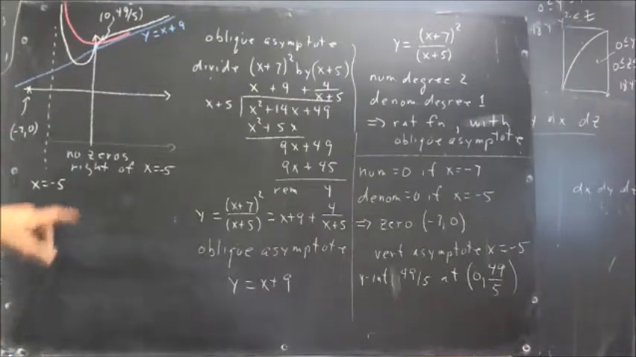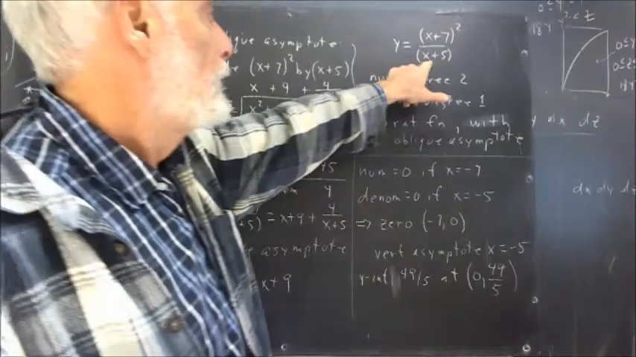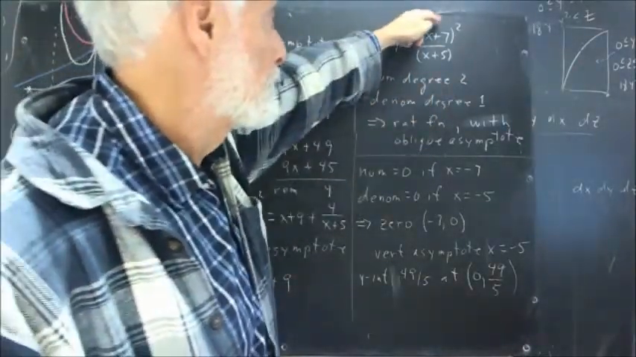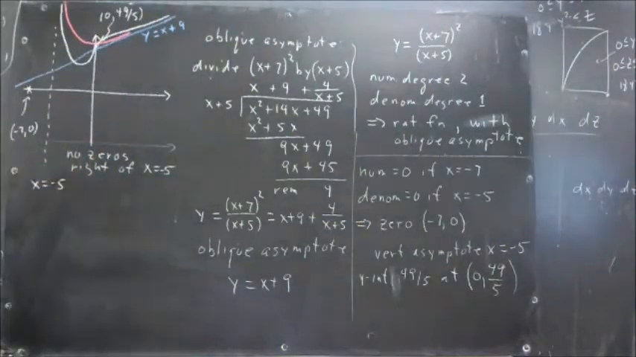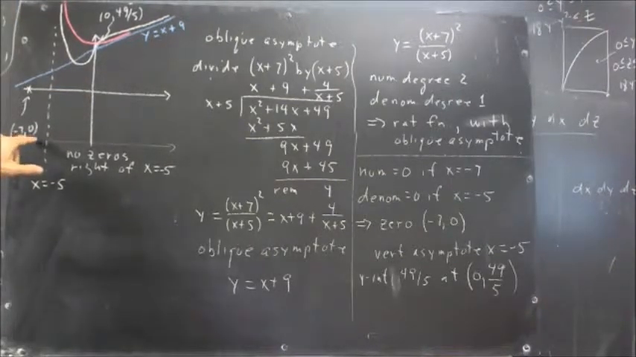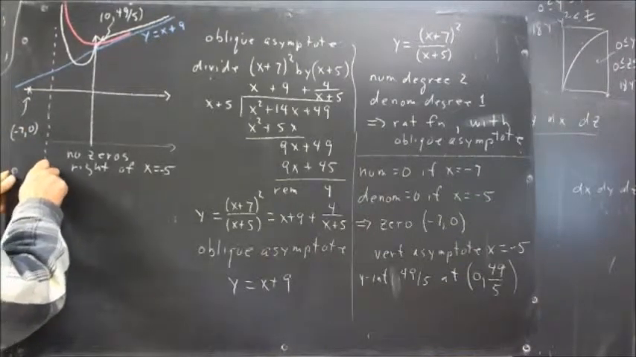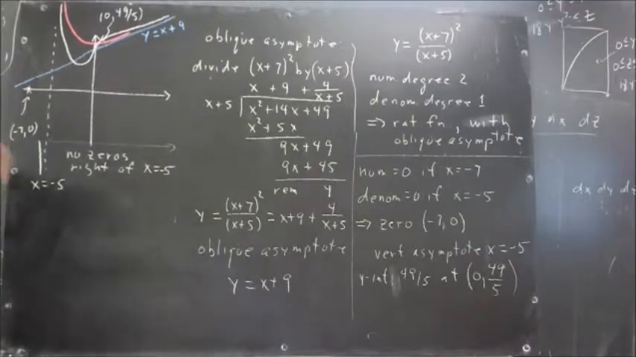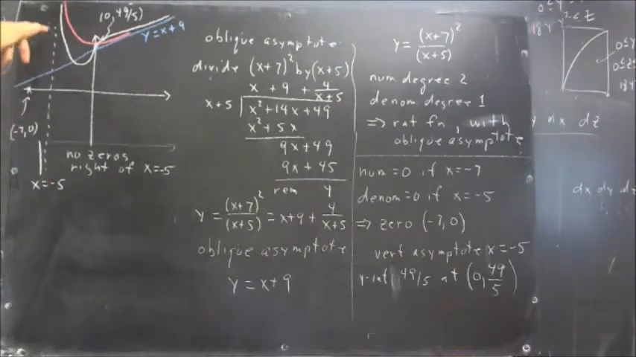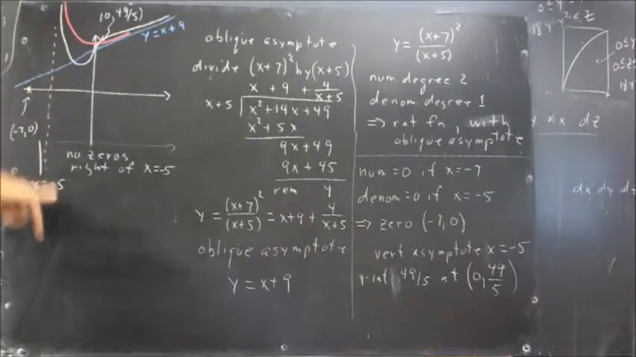Okay? On the other side of x equals -5, x plus 5 is negative, x plus 7 squared is positive, so the graph has to stay, it can't go above the x-axis. Now, we have this 0 at -7. The graph is going to have to come up from a negative asymptote. It's going to approach the line x equals -5 through negative values.